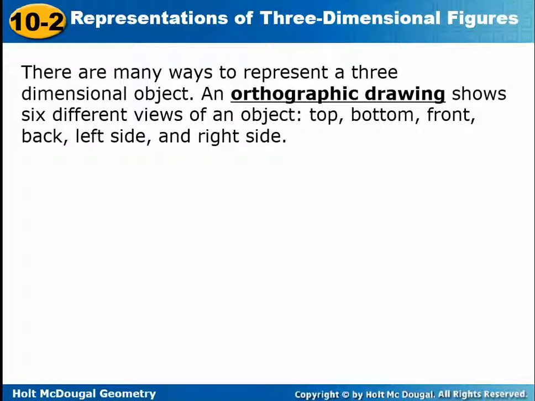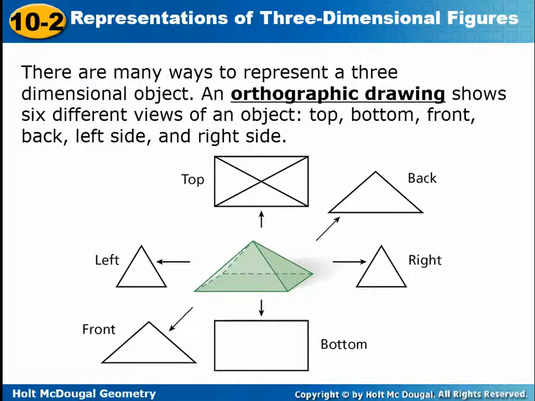There are many ways to represent a three-dimensional object. An orthographic drawing shows six different views of the object: top, bottom, front, back, left side, and right side. We're mostly going to be looking at that and at the isometric.